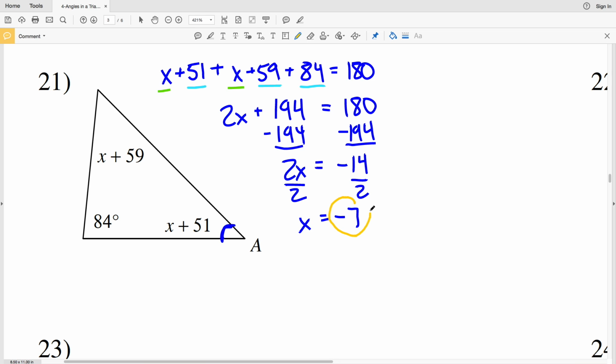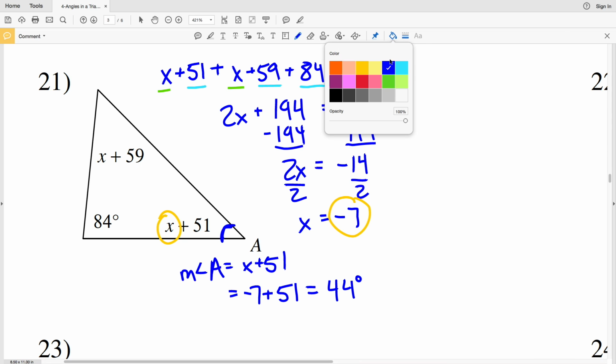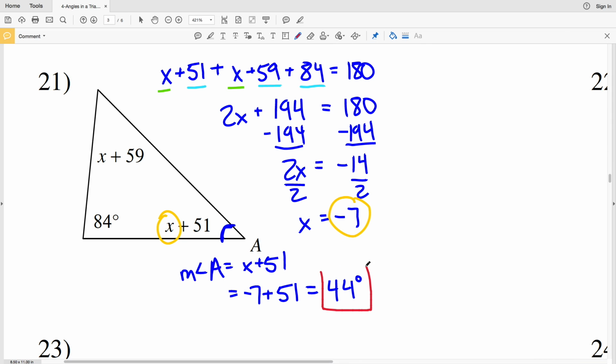Now that I know that x is equal to negative 7, I need to plug that in for x in order to find the measure of angle A. So the measure of angle A is going to equal x plus 51. So A is going to equal x, which is negative 7, plus 51, and negative 7 plus 51 equals 44. So the measure of angle A equals 44 degrees.